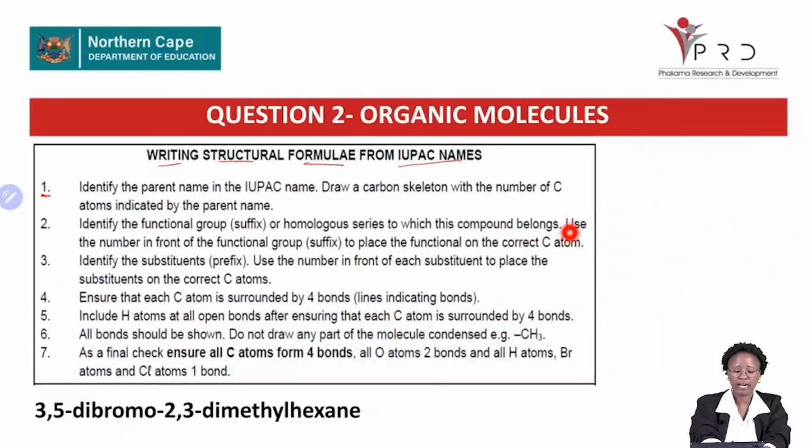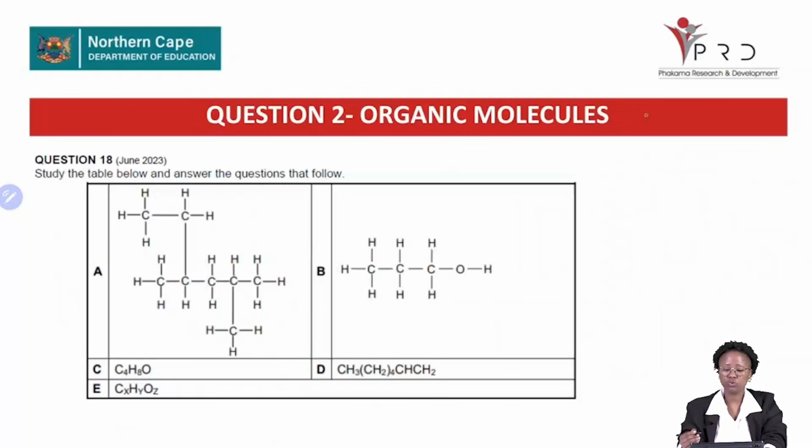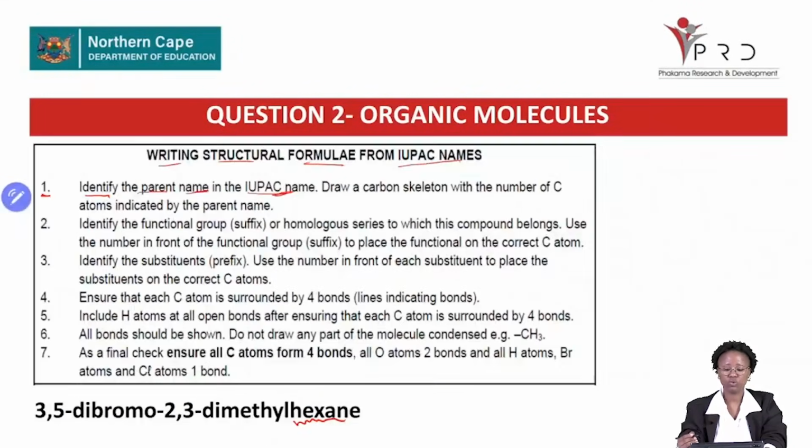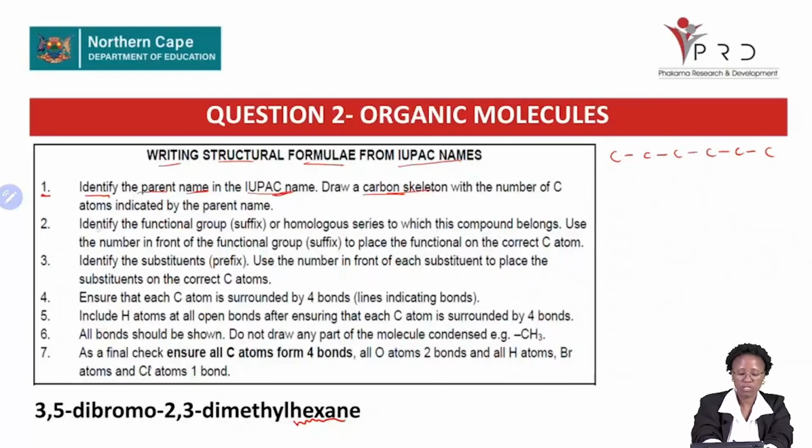So step number 1, I want you to identify the parent name in the IUPAC name. The parent name is the one that carries the weight. It's hexane, which gives the number of carbons. So the moment you see hex, you know that hex is 6 carbons. So I want you to start to sketch the carbons, 6 of them: 1, 2, 3, 4, 5, and 6. When you are done, you go to step number 2.